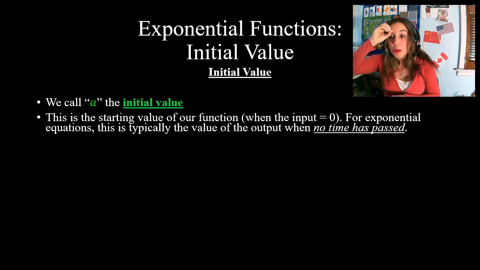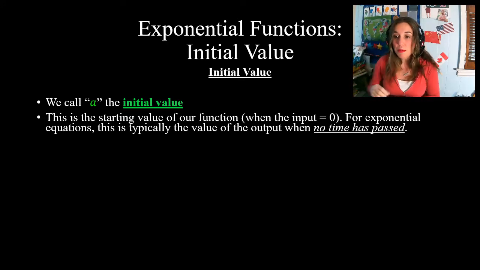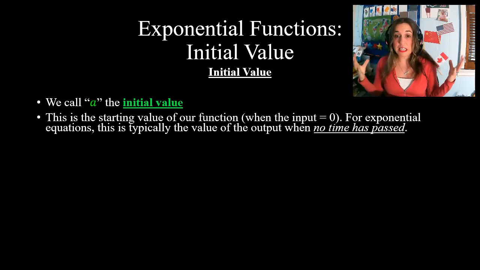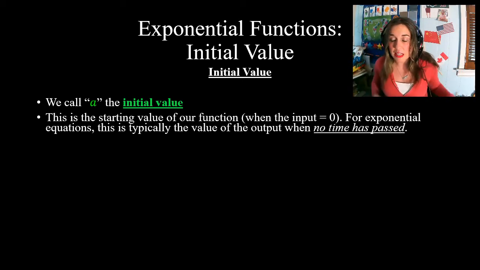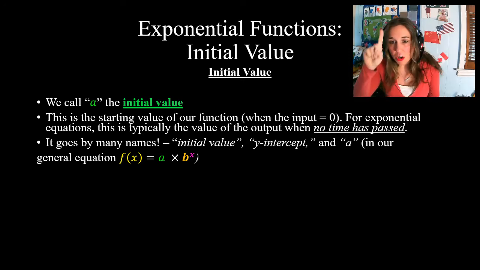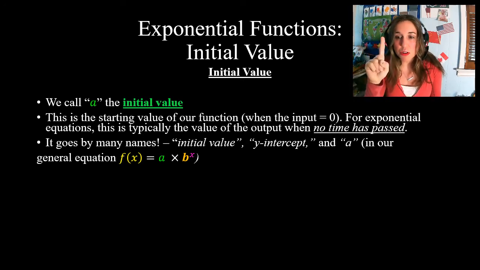So however many cells we're starting with, however much money we're starting with, okay? When 0 days have passed, when 0 minutes have passed, when 0 years have passed, depending on how we're defining our variable, right? Depending on the units there. When 0 time has passed, that is the initial value. Whatever the output is at that point is our initial value, okay? It's however much we're starting with, okay? It also goes by different names, okay? It can be called the initial value, and that's typically what I'll refer to it as.